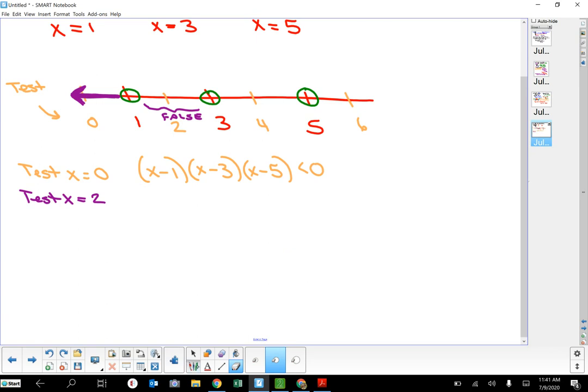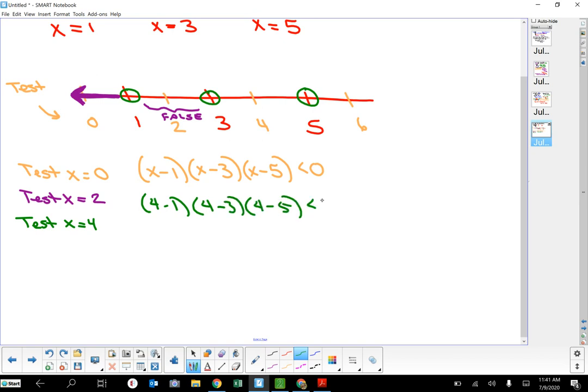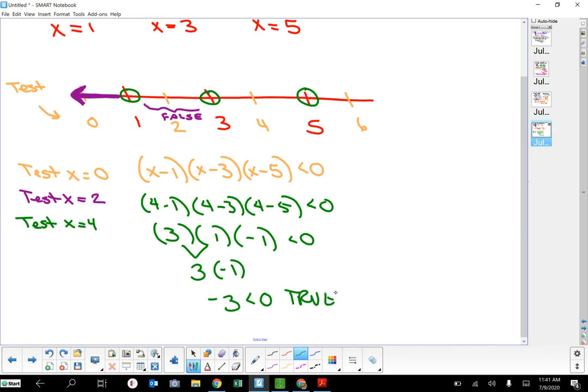I'll do this one in a different color. I'll do this one in green. So we're going to test x equals 4. So I have 4 minus 1, 4 minus 3, 4 minus 5, less than 0. 3, 1, negative 1. So this is 3 times negative 1, which is negative 3, and that is less than 0. And this is true. So the 4 is a true value, which means this part is going to get shaded in here.